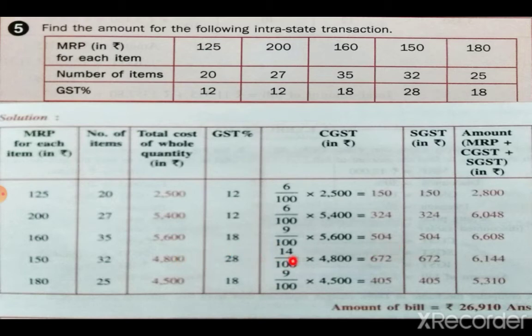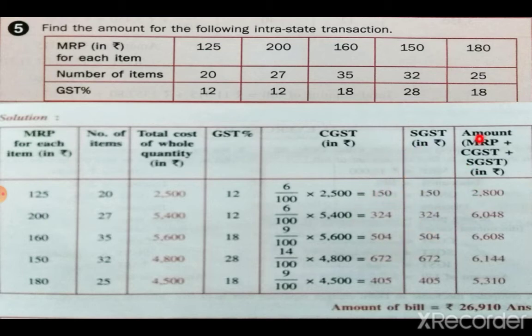Next, it will come 14% because 28% is the total GST, so CGST will be 14%. So 14 upon 100 into 4800, that will be 672 rupees. Now 9 upon 100 into 4500, that will come 405 rupees. Same will be SGST. CGST and SGST both are same everywhere.